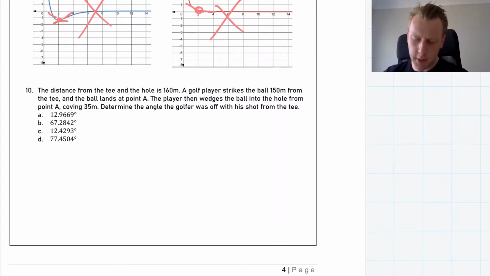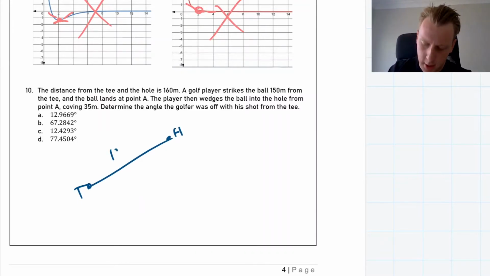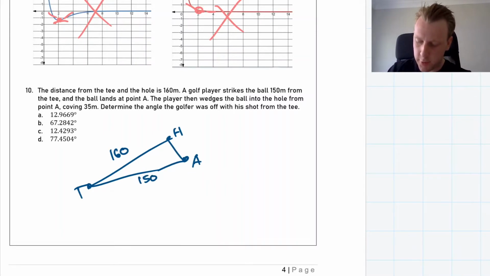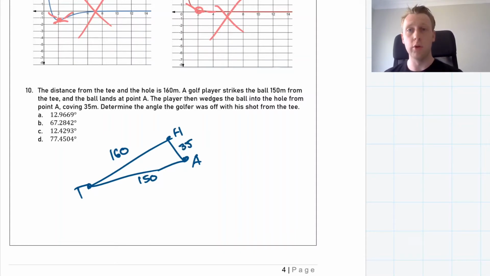Okay, question 10. You've got a tee. There is a hole 160 meters away. The player strikes the ball 150 meters. Let's say they hit it to point A, and then they wedge it in, and that covered 35 meters. Woohoo, right? So they drive 150, wedge it in. What's the angle that they were off their initial shot?